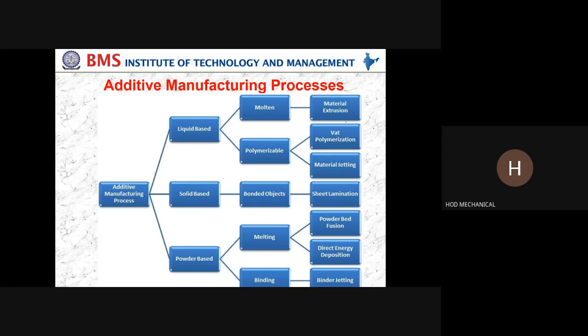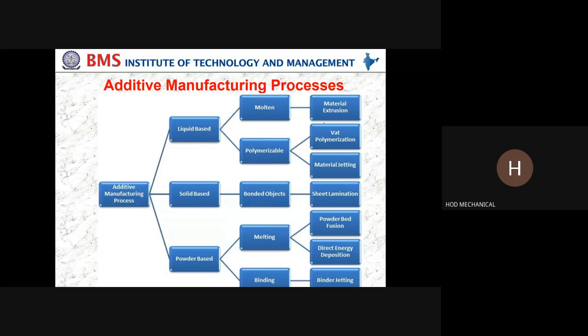If you are aware of it, among the additive manufacturing technologies, the first one, which is very largely used, is called stereolithography, STL. It is predominantly used, and the machine is called an STL machine. Then there is one more called fused deposition modeling, that is FDM.